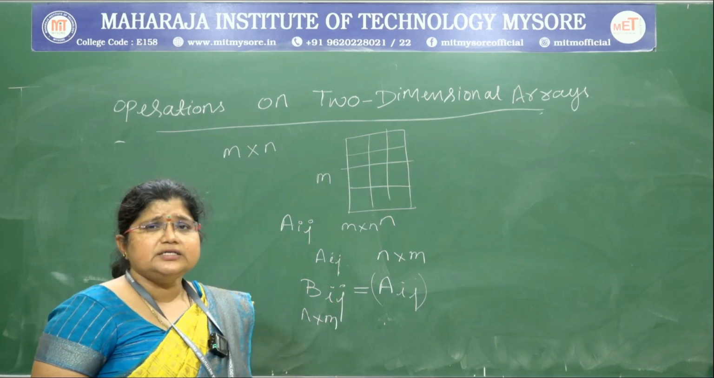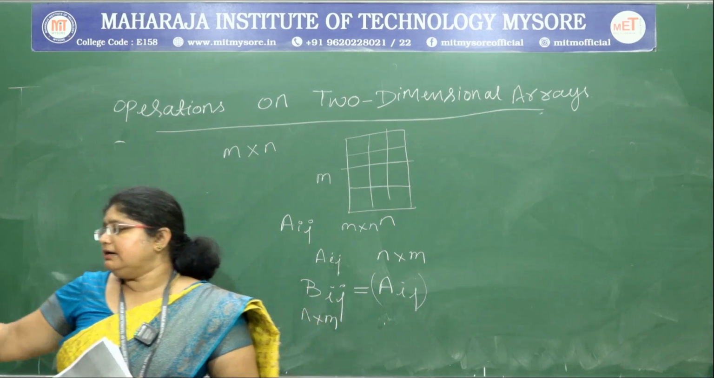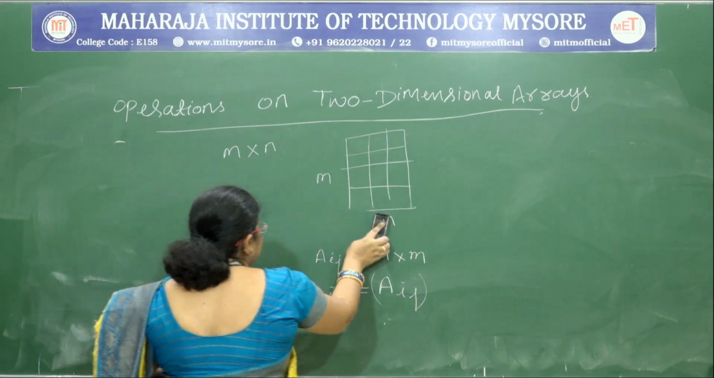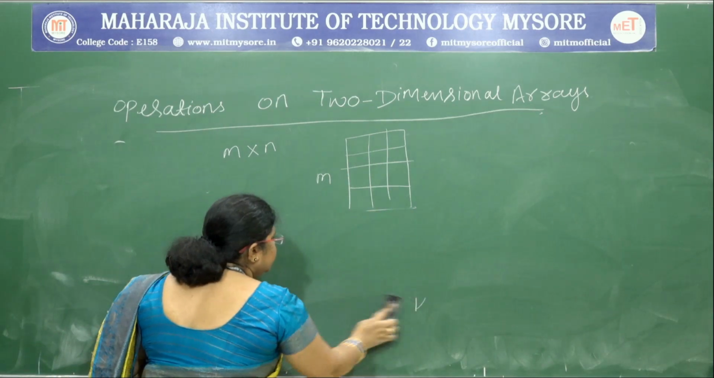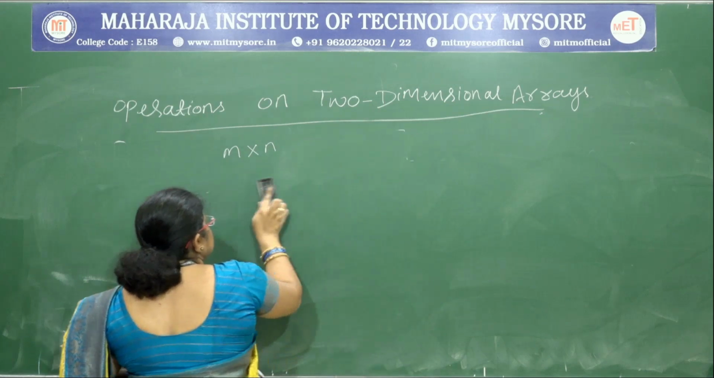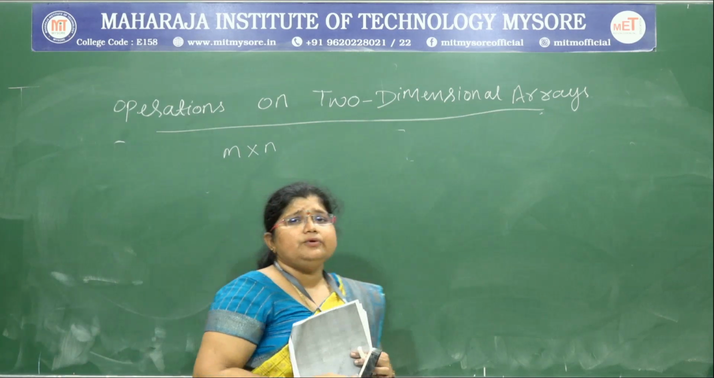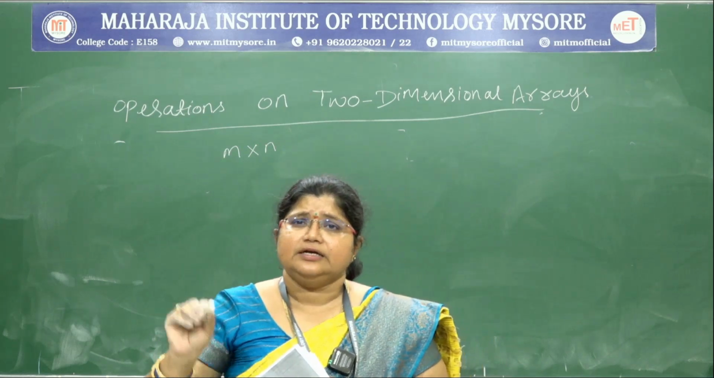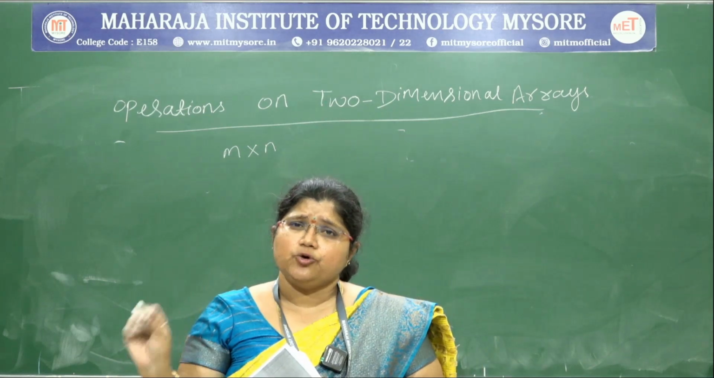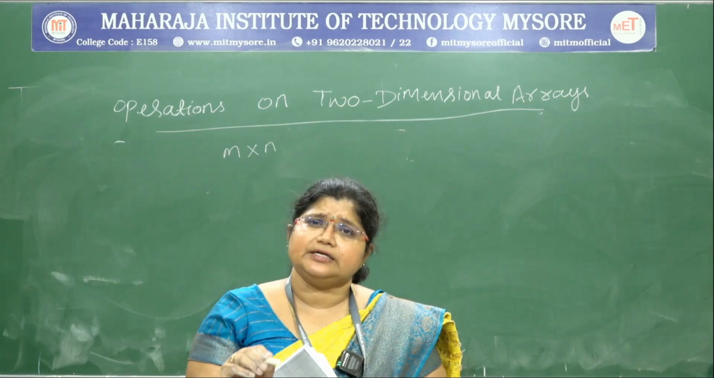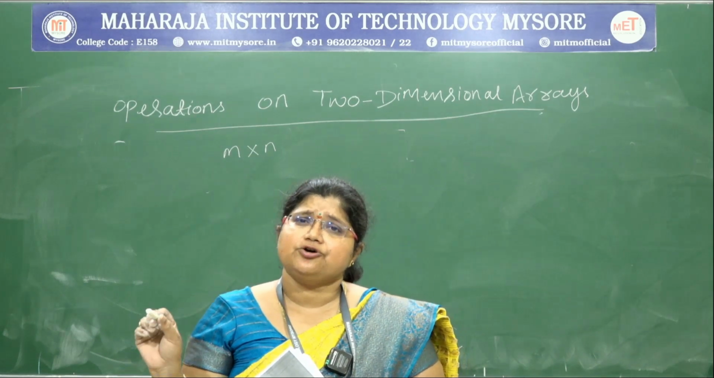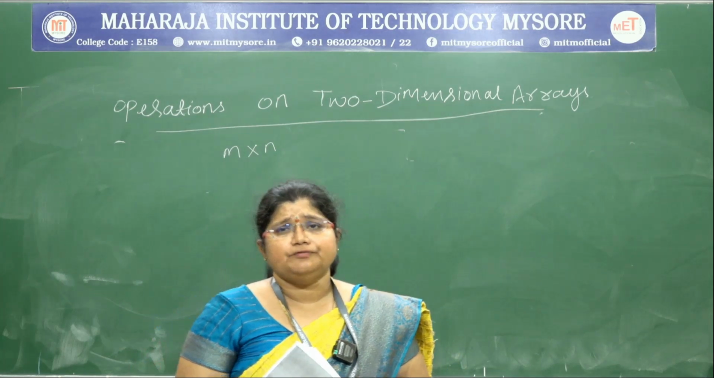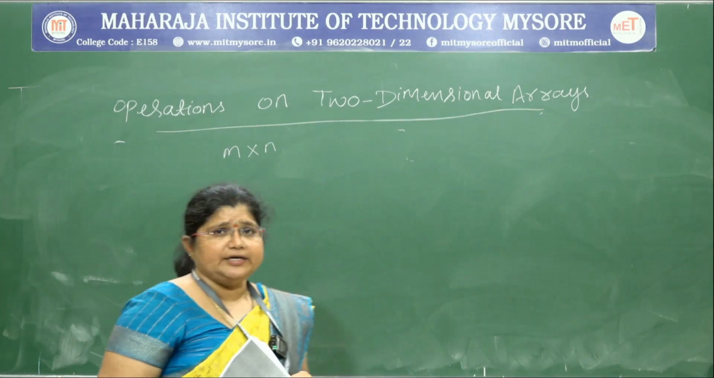The next one is addition of matrices. When we consider the addition of two matrices, two matrices are required with the same number of rows and the same number of columns. That is, the first matrix's rows must match the second matrix's rows and the first matrix's columns must match the second matrix's columns. Only then can we perform the addition of two matrices.